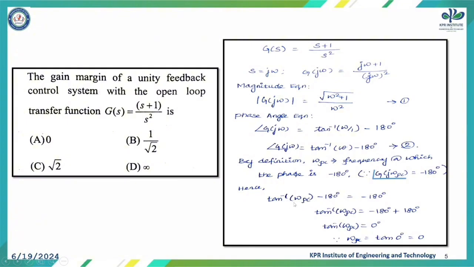So tan inverse of omega pc minus 180 degrees is equal to minus 180 degrees. Tan inverse of omega pc is equal to minus 180 degrees plus 180 degrees, because the minus 180 degrees goes to the right hand side. So tan inverse of omega pc is equal to 0 degrees. Omega pc is equal to tan 0 degrees. Tan 0 degrees value is 0.